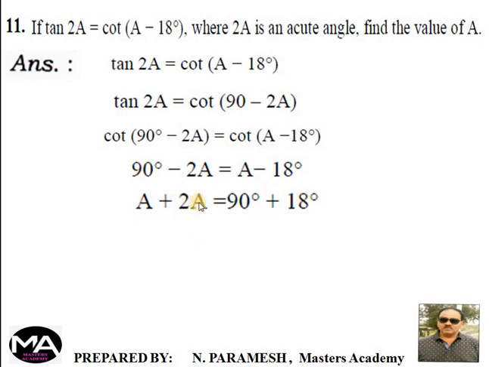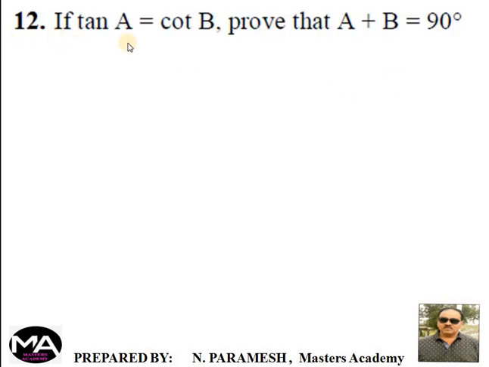A plus 2a is equal to 90 degree plus 18 degree. 3a is equal to 108 degree. Therefore, a is equal to 108 divided by 3, which is 36 degree. 12th question: if tan a is equal to cot b, prove that a plus b is equal to 90 degree.